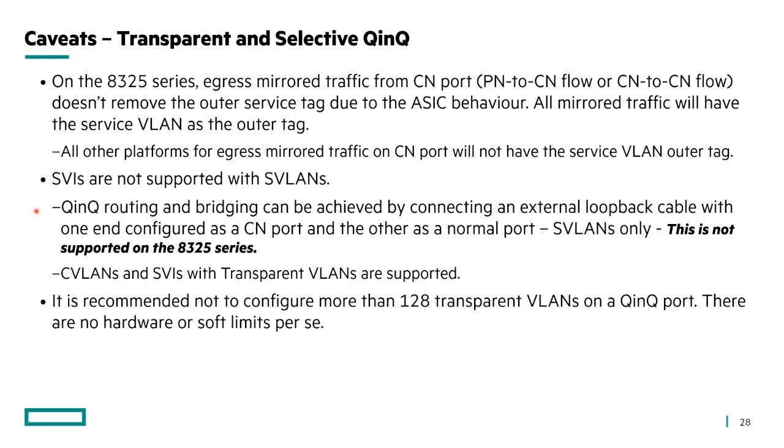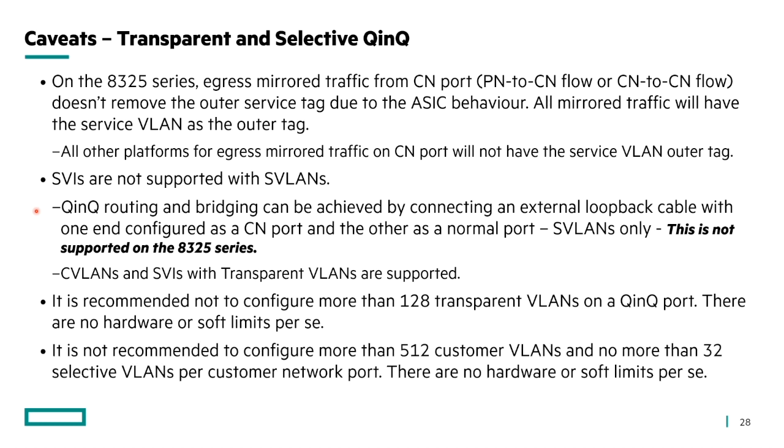So when it comes to scaling, this reflects the testing that we've completed to date and does not reflect any hardware or software limits, just the testing numbers that we've actually managed to complete. We have a general recommendation of no more than 1 to 8 transparent VLANs configured on a particular port. Likewise, for the number of selective VLANs and customer VLANs on a configured port, there are just some testing numbers that we've done to date. There are no hardware or software limits per se.